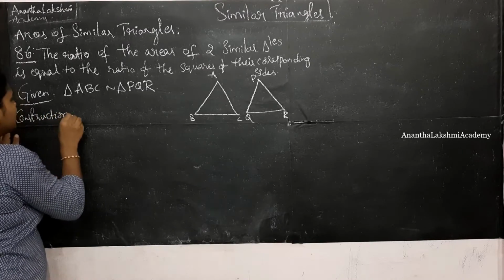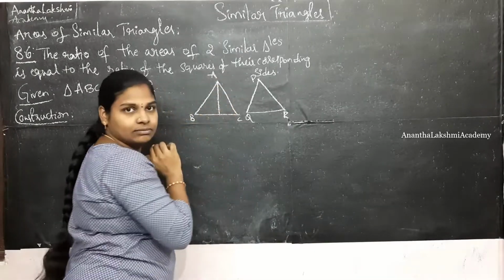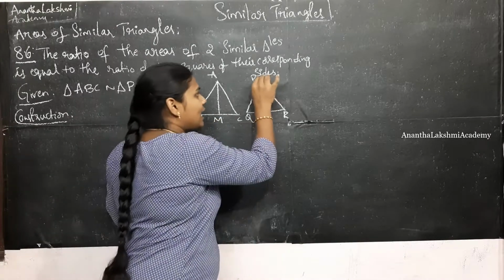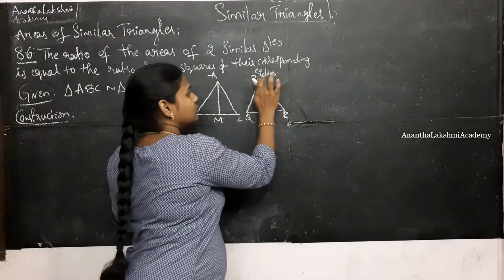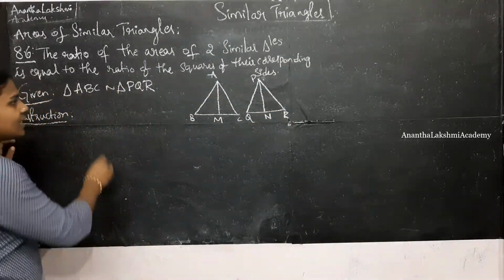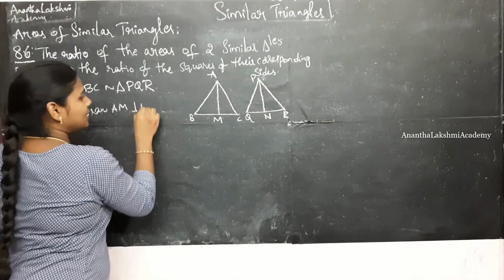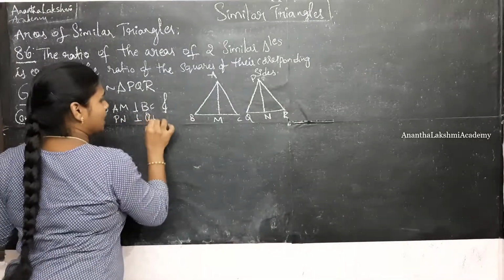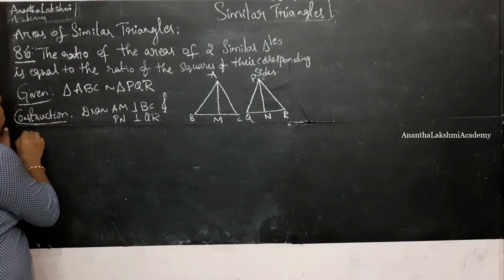What I am going to do is drop a perpendicular from A to BC, AM, and I name the foot M. Likewise, I am going to drop a perpendicular from P to QR, and this is N. So the construction I have done here is: draw AM perpendicular to BC and PN perpendicular to QR. So let's get into the proof.